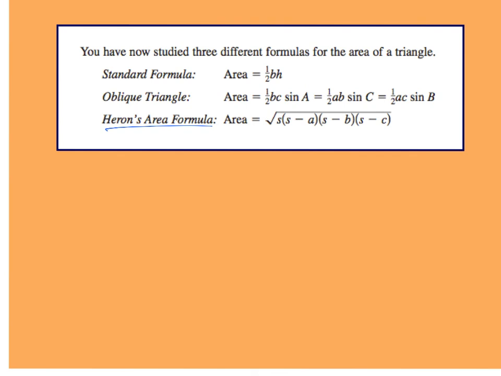When you have all three sides. So if you have an included angle, use the area of an oblique triangle, or law of sines. If you have all three sides, use Heron's formula. However, how do you find S? You add up all the sides and then what? Divide by 2. All right.